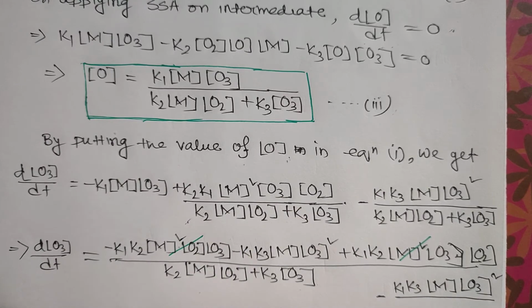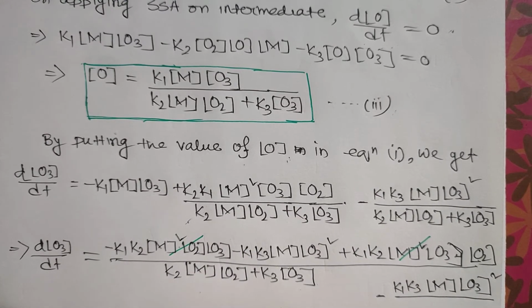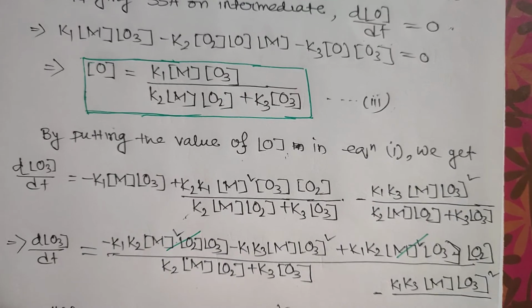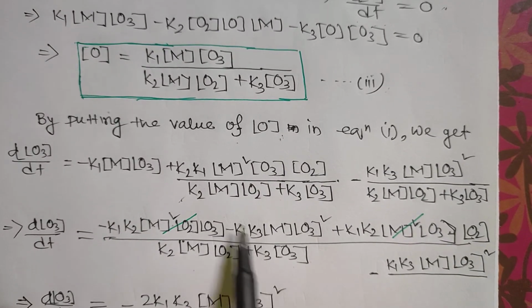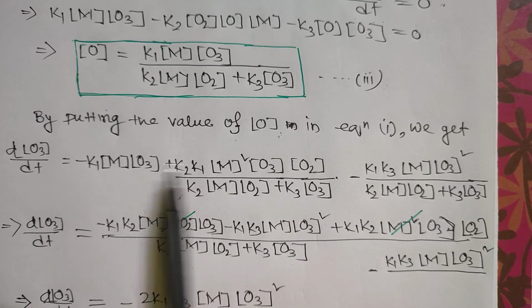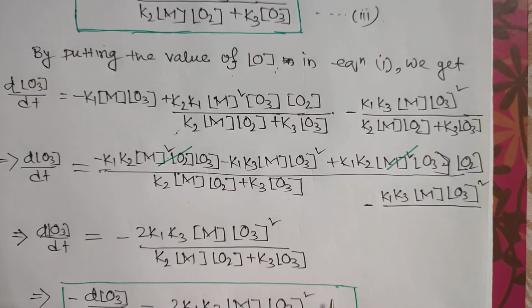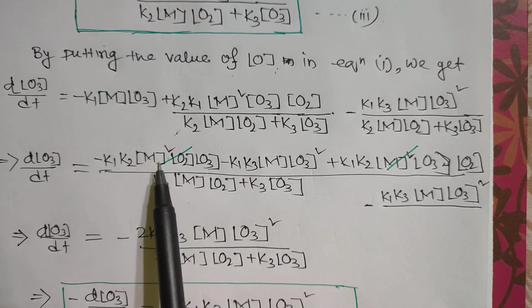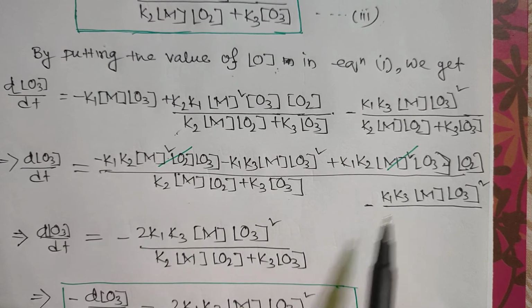So you practice more and more, in case this kind of problem comes, and you have to keep the sign in mind also. So this is the kind of expression. In the next step we'll just simplify. There should be a total of 4 terms: 1, 2, 3, 4.